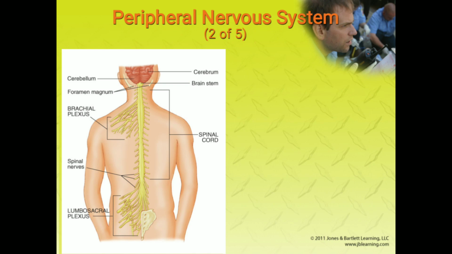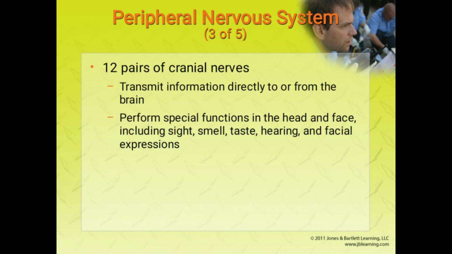As you can see in the diagram, these are all the structures associated with the PNS. There are 12 pairs of cranial nerves. These transmit information directly to or from the brain. Cranial is basically associated with the cranium. The cranium is a protective covering around your skull.